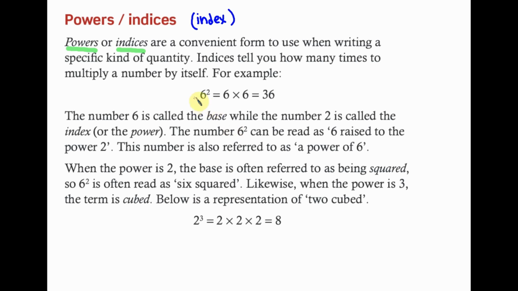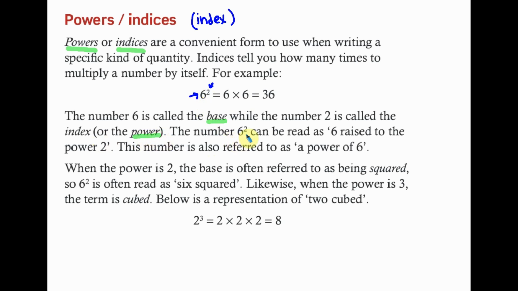For example, if you have 6 with a 2 on the top, a little small number, this is telling me that you're multiplying 6 2 times. So in other words, if you have 6 times 6, you should get 36. The number 6 is what we call the base. This is on the bottom of this form, so we call this one the base, where 2, the small number, is called the index or power.